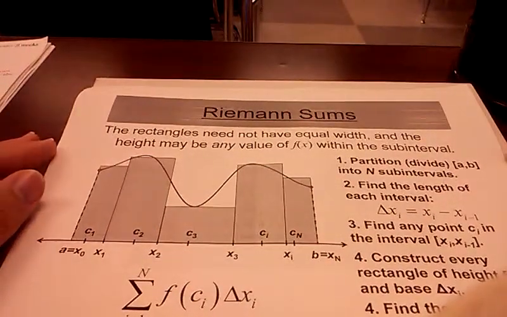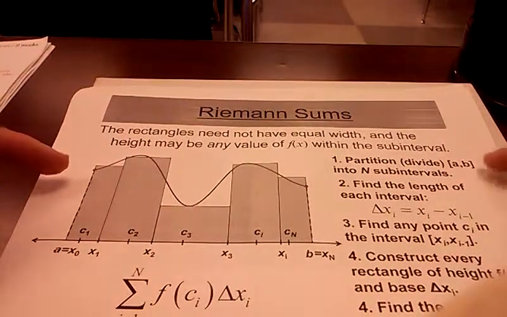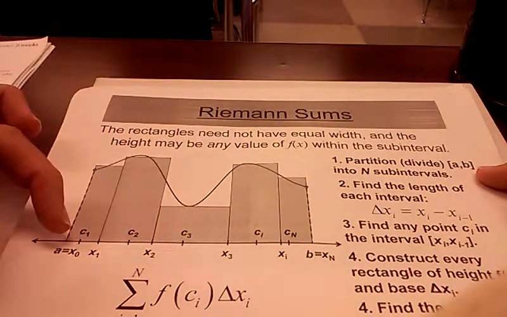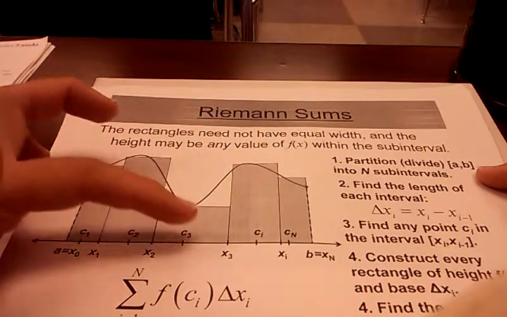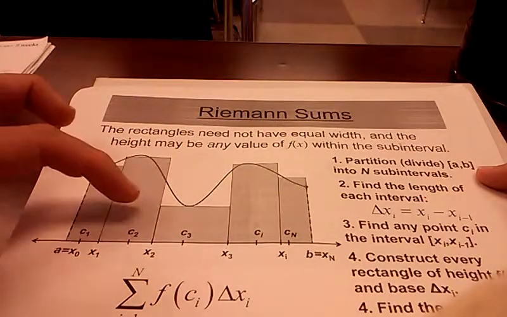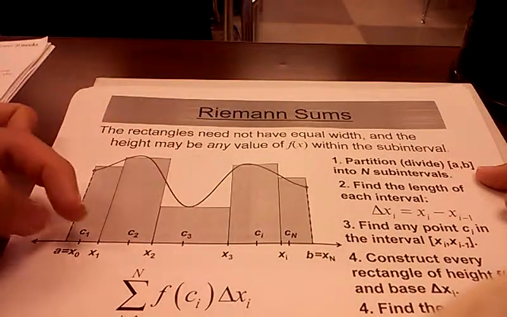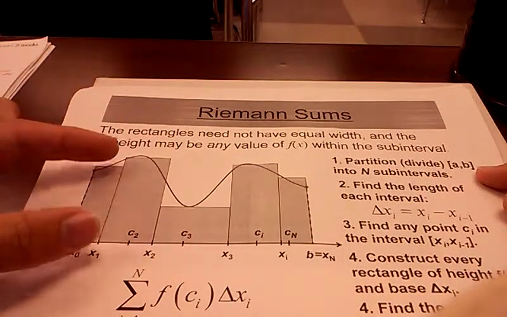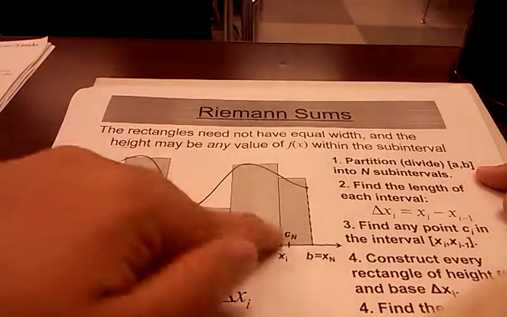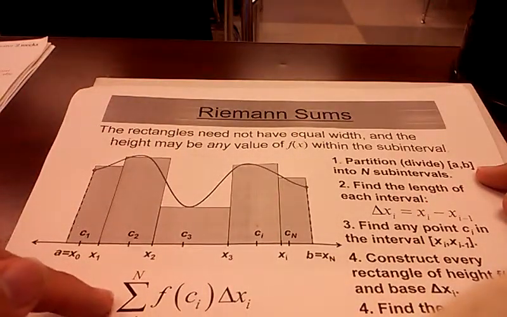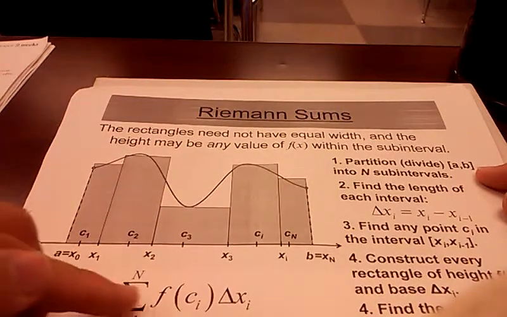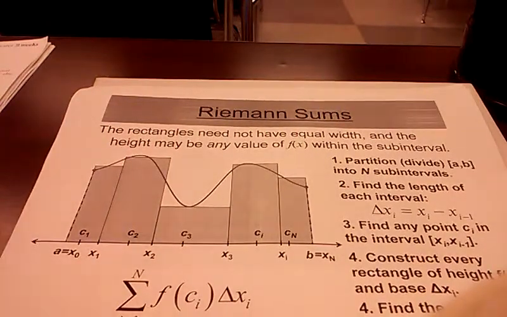For example, if I have a function, I could partition the interval up into subintervals, but notice that the widths of these rectangles are not the same. So if I wanted to find the area of each one of these rectangles, I'd have to multiply the width of the rectangle times the height of the rectangle, and then add up all of those sums. And that's what this formula is saying: if I multiply the width of each rectangle times the height of the rectangle and add up those sums, I'm going to get a good approximation.